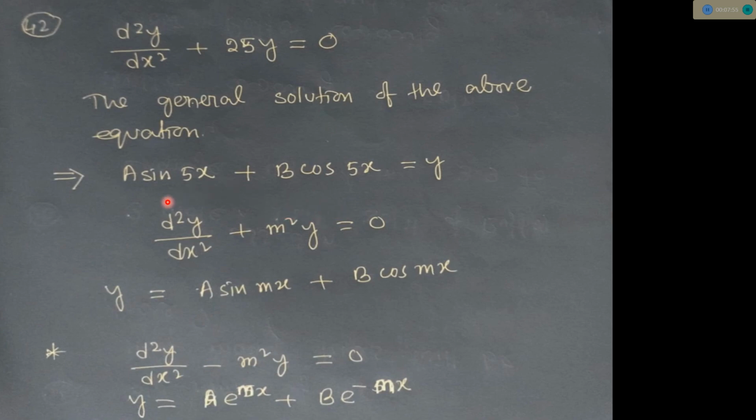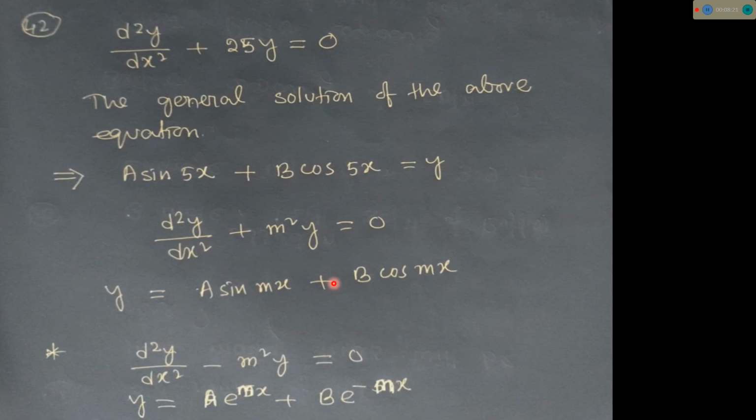So this is the general form, d2y/dx2 plus m square y. If this is the second order differential equation, then the general solution will be y equal to a sin mx plus b cos mx. This square term m square will be inside that sin term, a sin mx plus b cos mx.